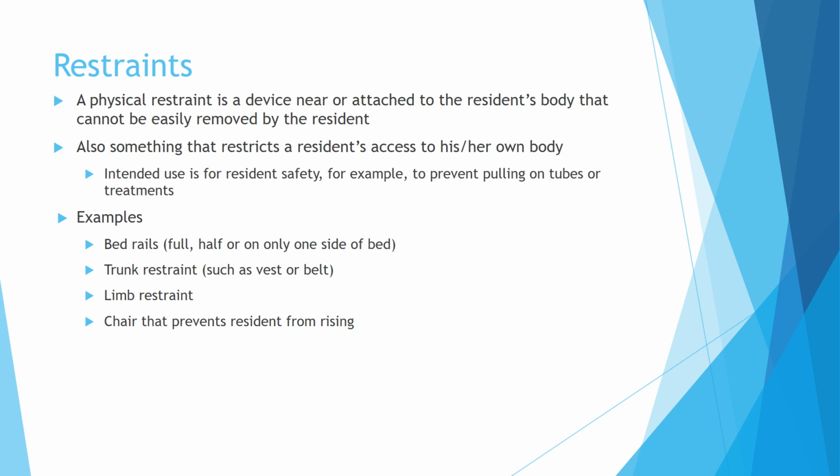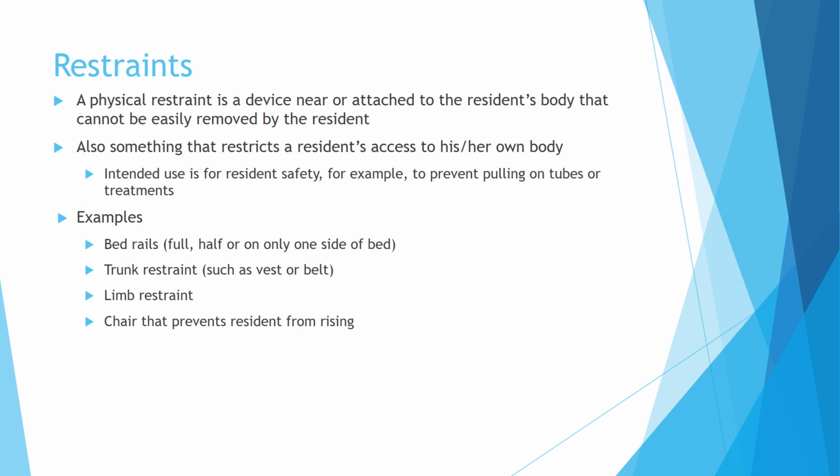A physical restraint is a device near or attached to the resident's body that cannot be easily removed by the resident. It is also something that restricts a resident's access to his or her own body. Its intended use is for the resident's safety, for example, to prevent them from pulling on tubes or treatments. Examples of rails would be the bed rails, full rails up, half or on only one side of the bed.